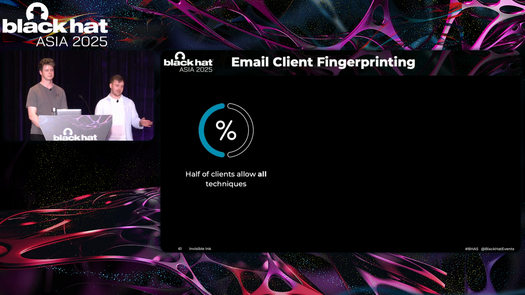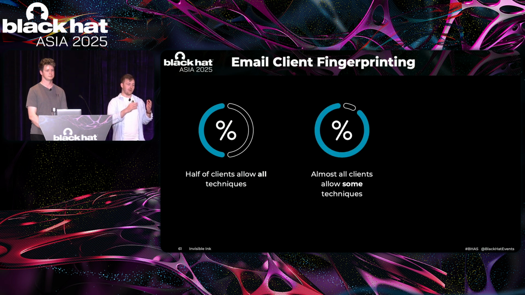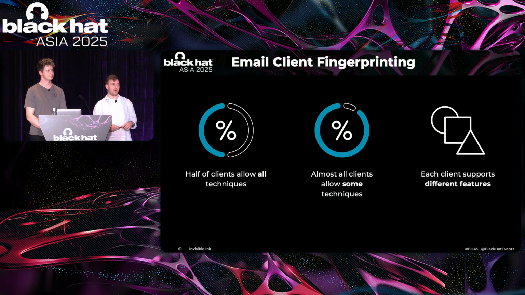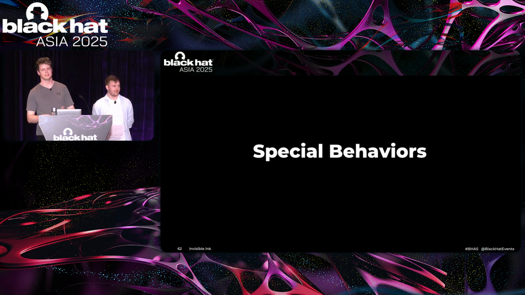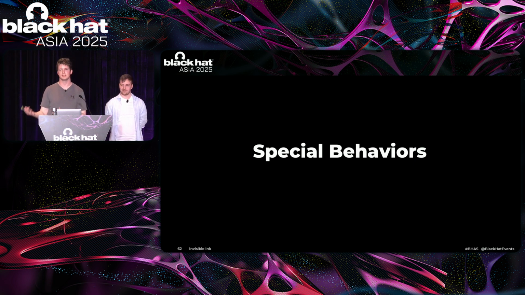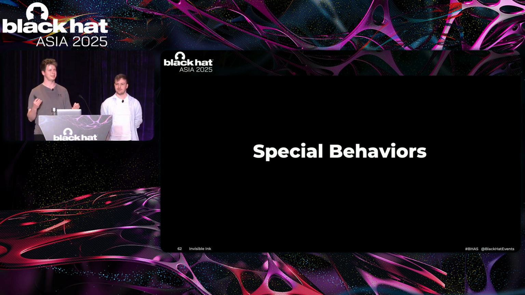So to summarize all of this, basically half of all clients allow all fingerprinting techniques. Almost all clients allow at least some fingerprinting technique. What is, for example, almost always allowed is to query the screen size. And sadly, each client supports a vastly different feature set, making this kind of analysis necessary in the first place. And well, if you send 2,100 emails across different vendors, across different devices, mobile devices, desktop clients, and webmail, you end up sometimes finding things that you didn't even intend to find in the first place.